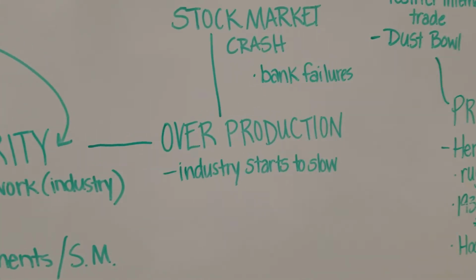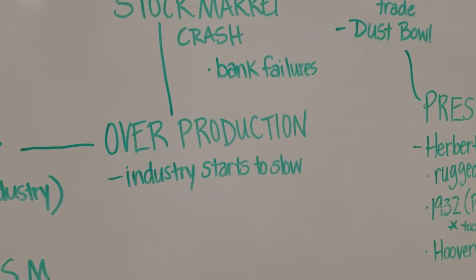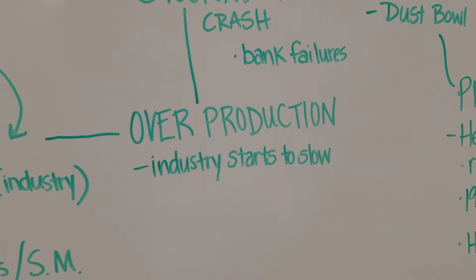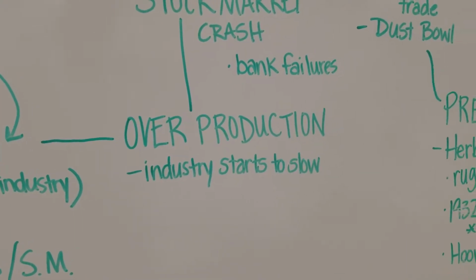We're also going to realize how this prosperity leads to overspeculation and overproduction. Industry starts to slow down. The supply starts to outweigh demand. It's going to start to create problems.